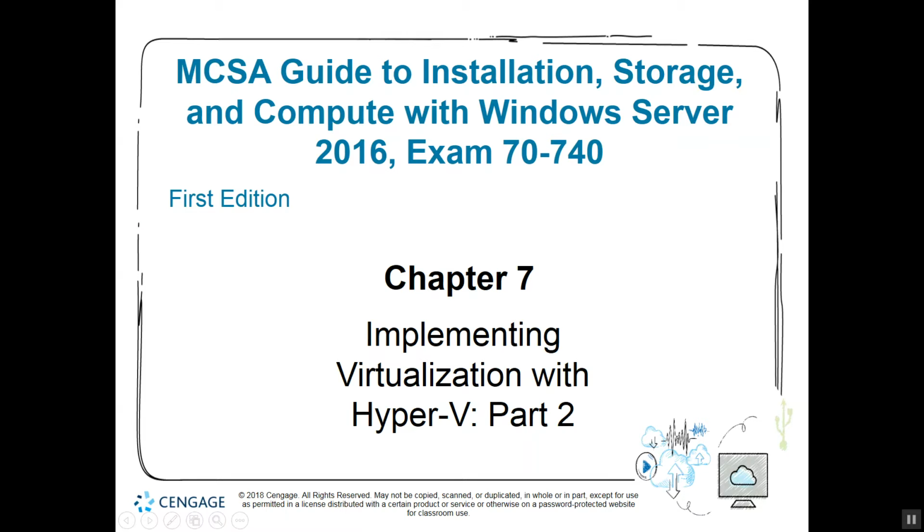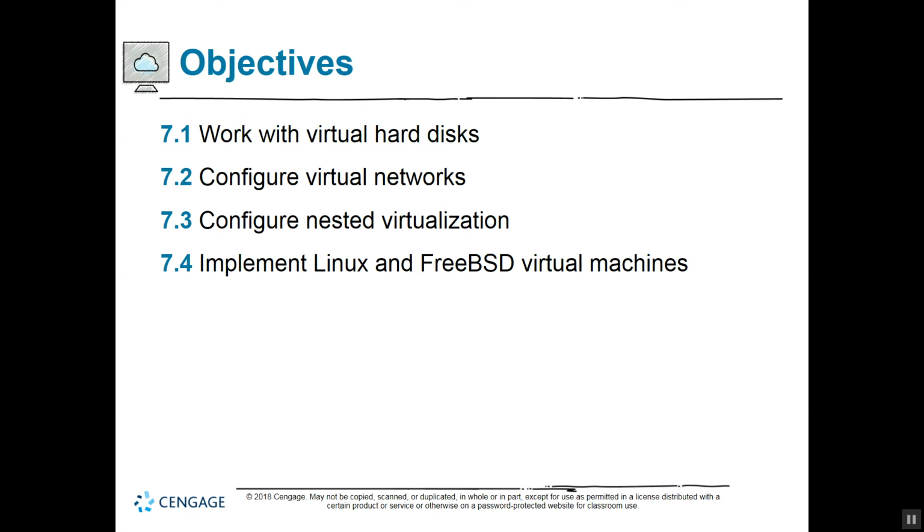Alright gang, let's deal with Chapter 7, Implementing Virtualization with Hyper-V. Now we've already talked about this in Chapter 6, but now we're going to take it to the next level. We're going to work with virtual hard disks, configure virtual networks, configure nested virtualization, and we can implement Linux and FreeBSD virtual machines.